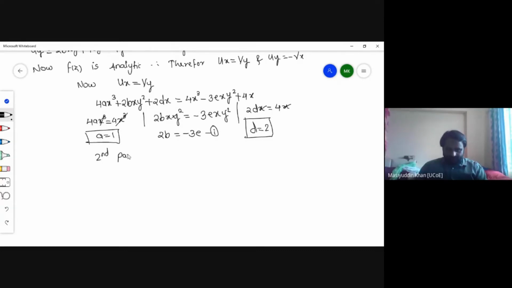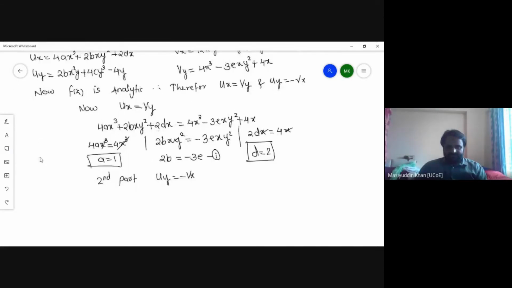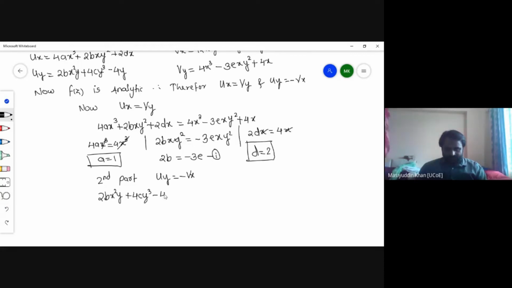Second part. What is the second part? uy is equal to minus vx. So the second part, we have to simplify. What is uy? You can see that it is 2bx square y plus 4cy cube minus 4y, which is equal to minus vx.